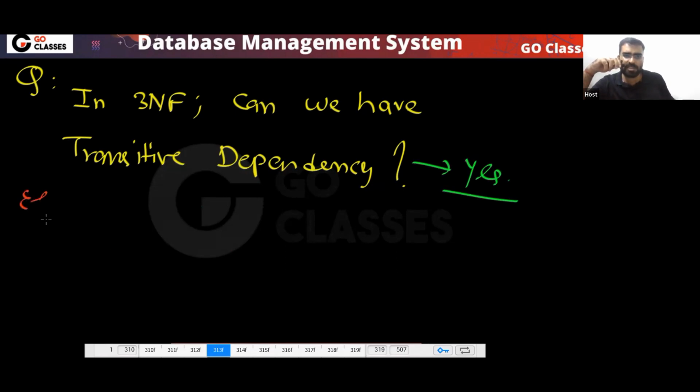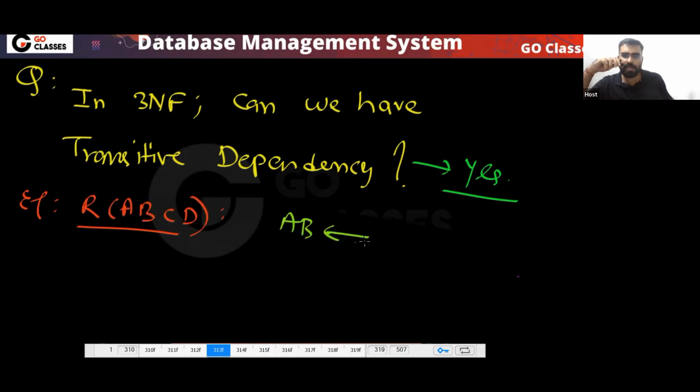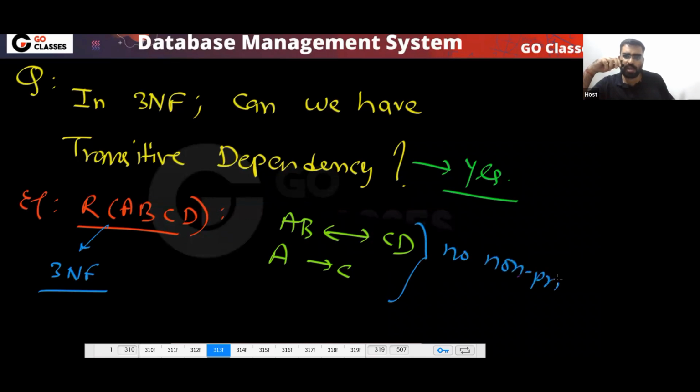There is no problem with transitive dependency. For example, if you have R(A, B, C, D). Consider this one: A and B determine each other, and A determines C. So this is in 3NF, right? Yes or no? This relation is in 3NF because there is no non-prime attribute. We do not have any non-prime attribute.